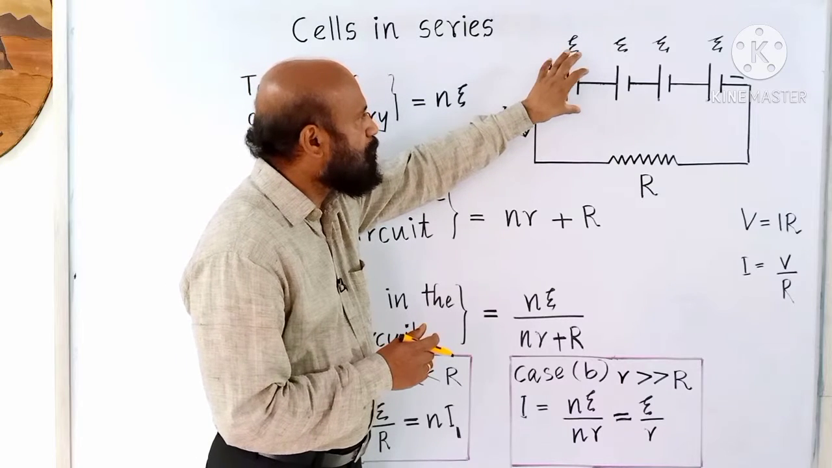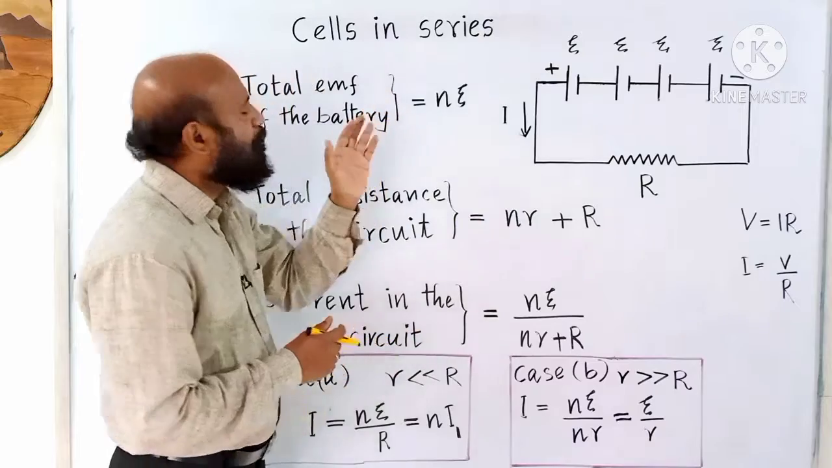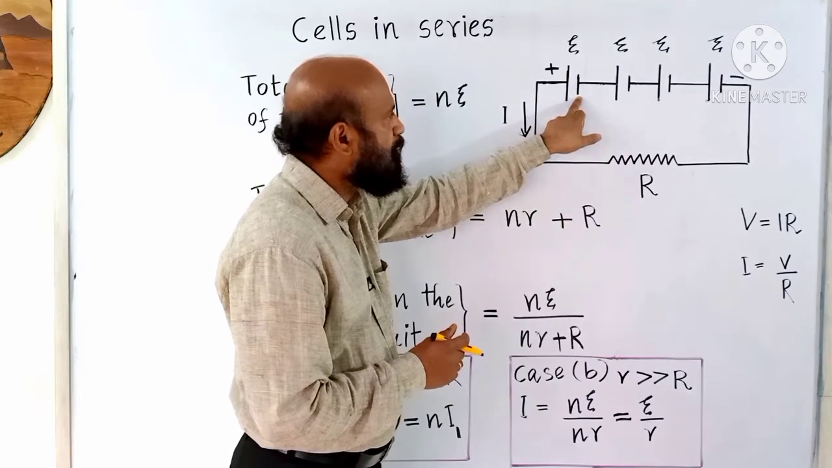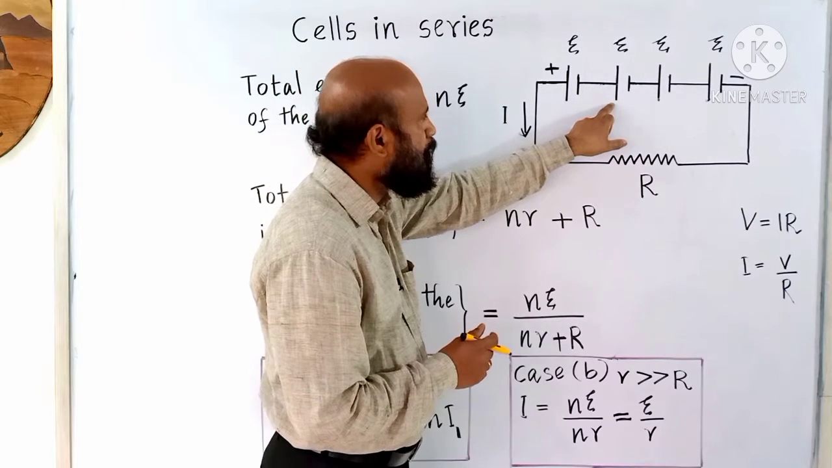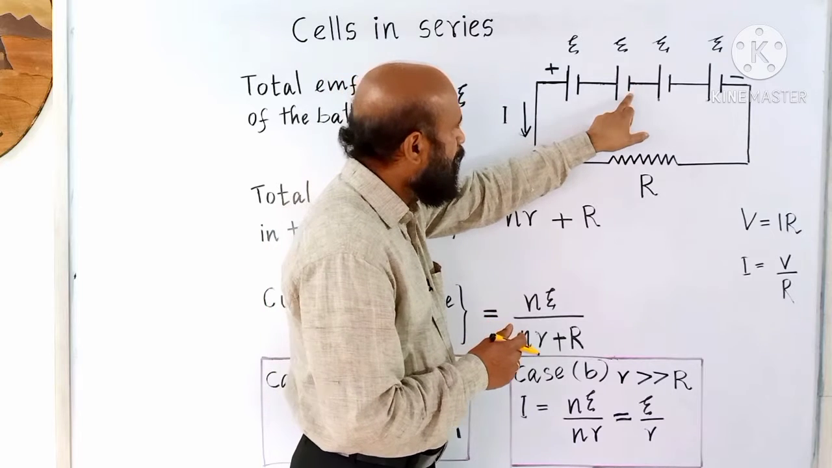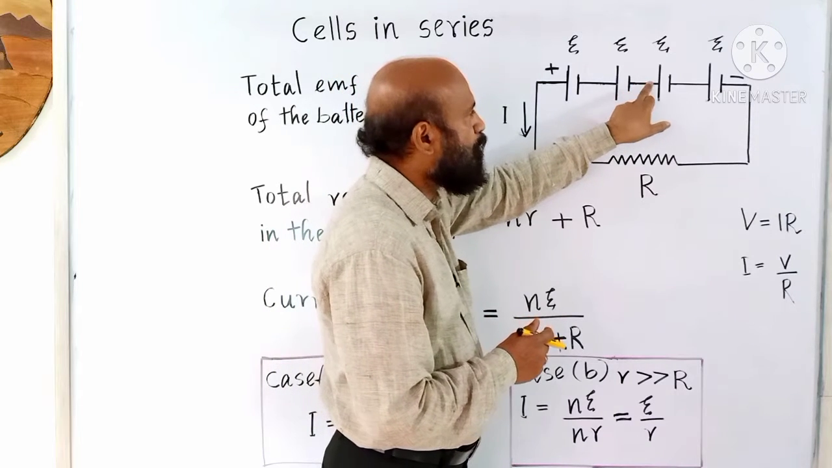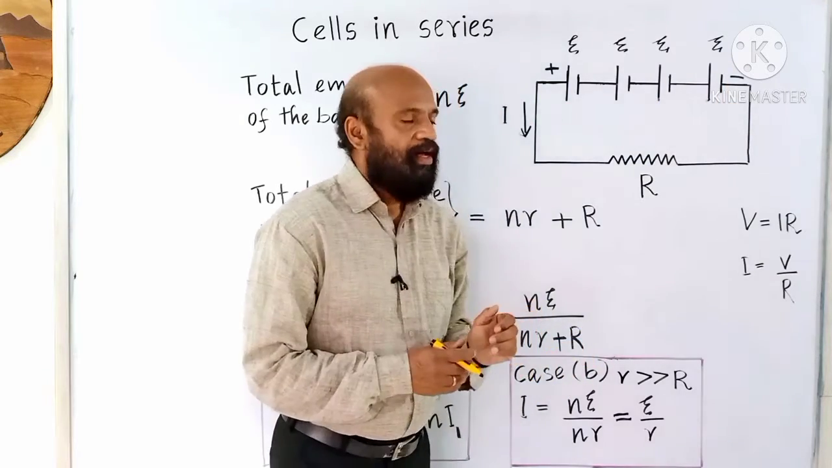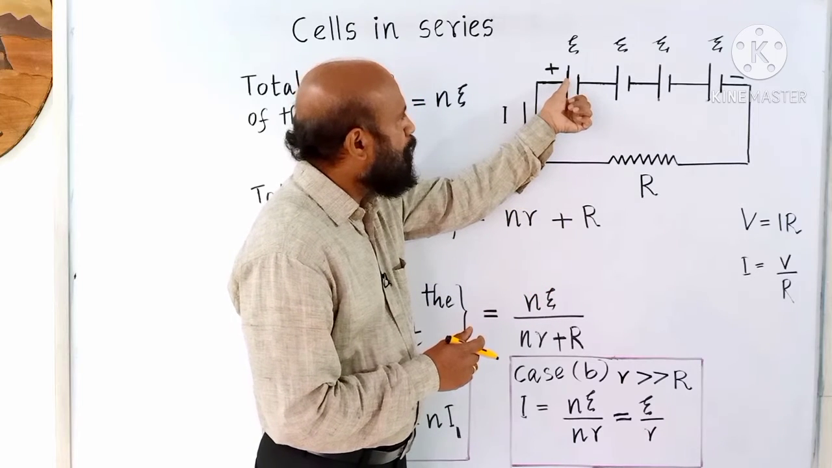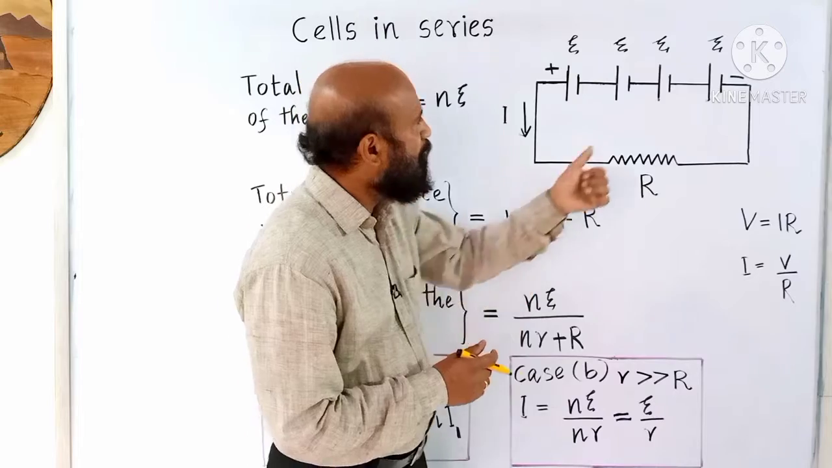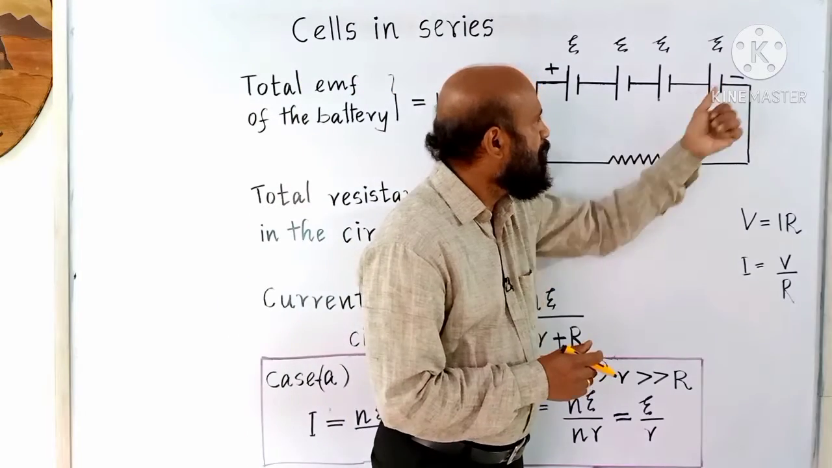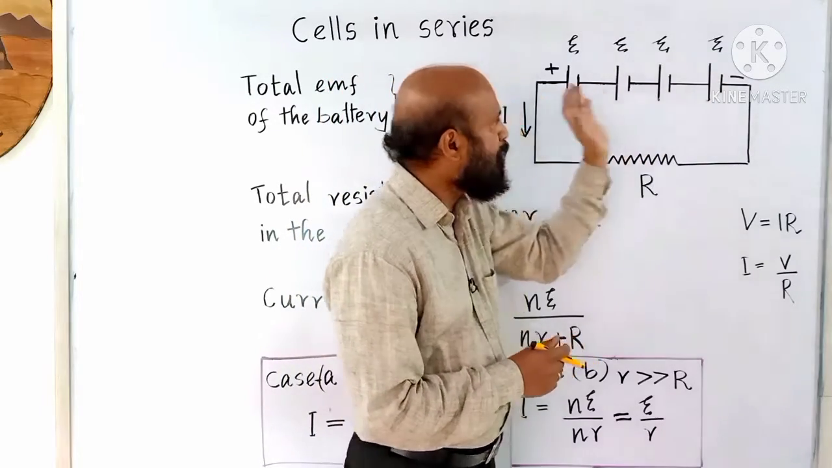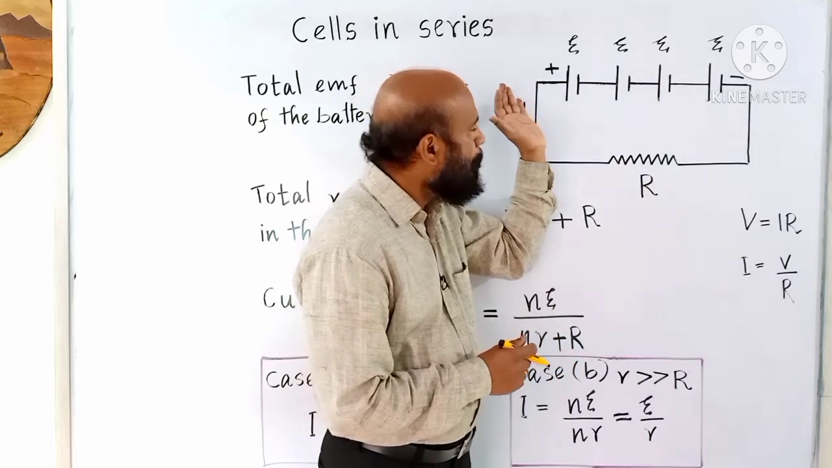EMF of one cell. When you are connecting in series, the negative of the first cell will be connected to the positive of the second cell. Then the negative of the second cell will be connected to the positive of the third cell, and so on. And the positive of the first cell and the negative of the last cell are the positive terminal and negative terminal of the battery. Now when cells are connected, it is called a battery.